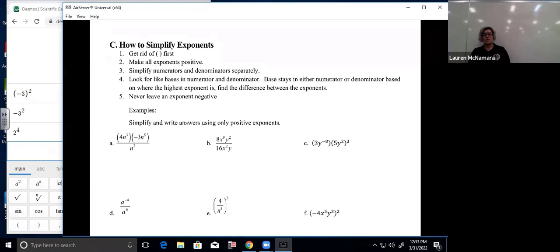So first thing I do is I'm going to get rid of my parentheses. Then I make all my exponents positive, simplify the numerators and denominators separately, look for like bases in the numerator and denominator, reduce that, and then you never leave an exponent negative.